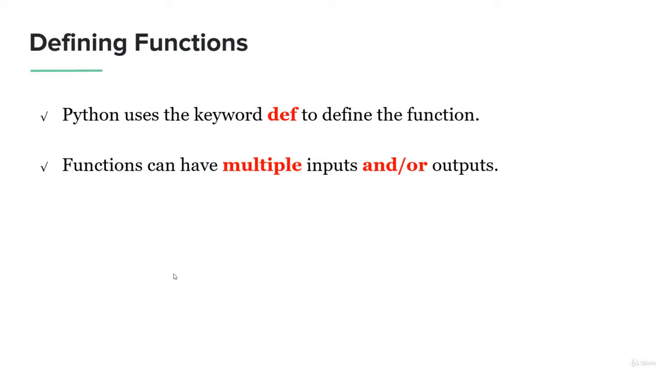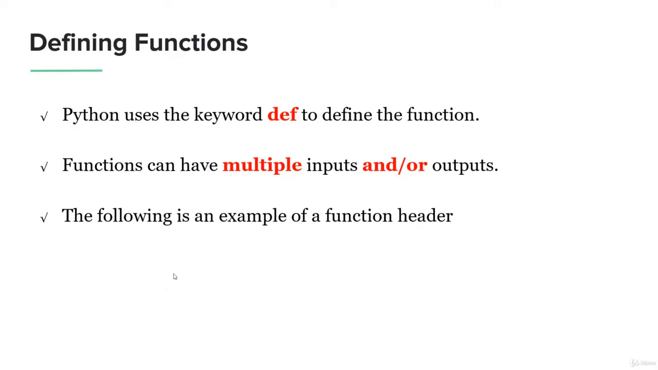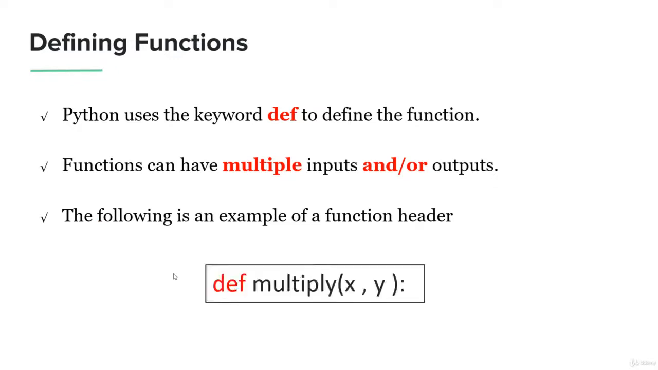It's a user-defined function. The following is an example of a function header. So this is the function header. As you can see here, we use the def keyword to define the function, and then this is the name of the function. After that, we have the circular brackets, and inside the circular brackets, these are the inputs for the function. So this is the multiply function we have been talking about, right? And then we have this colon to let Python know that we completed the function header, okay?